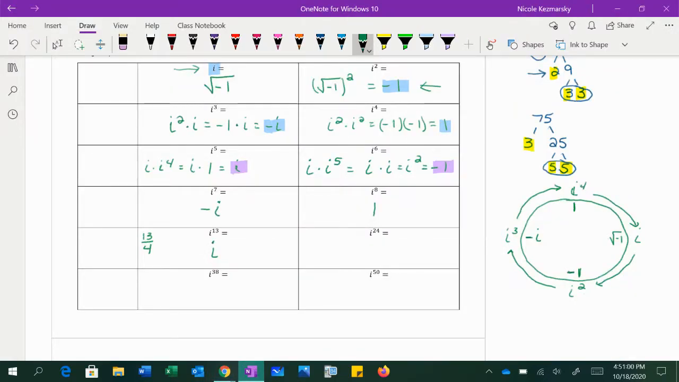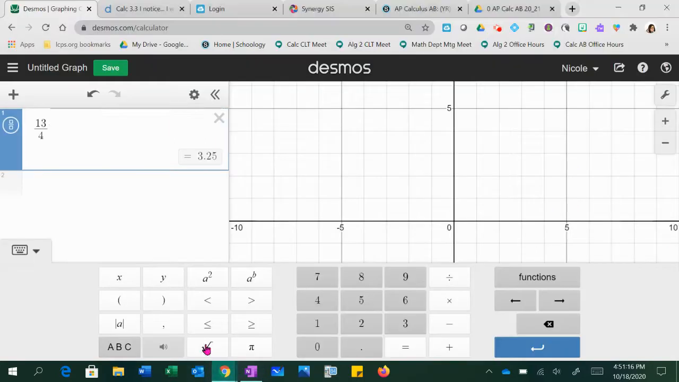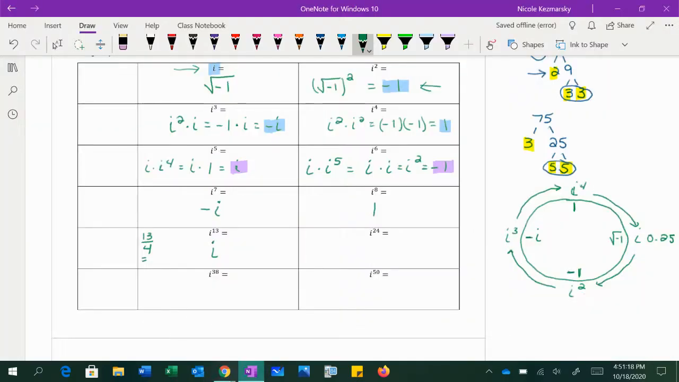If your i is equivalent to i to the first, your decimal is going to end in 0.25. So because we got something .25, what was it? 3.25. We look at the 0.25, and that gives us i.